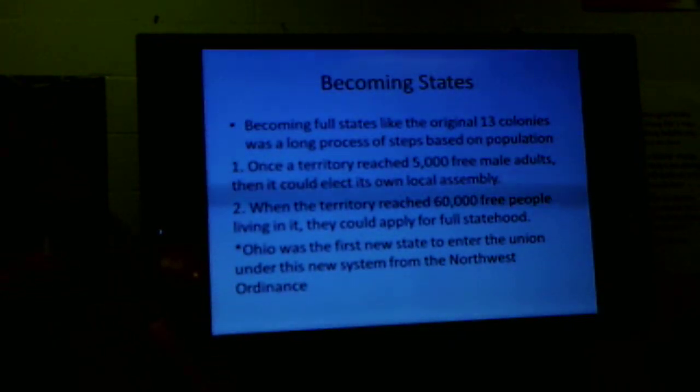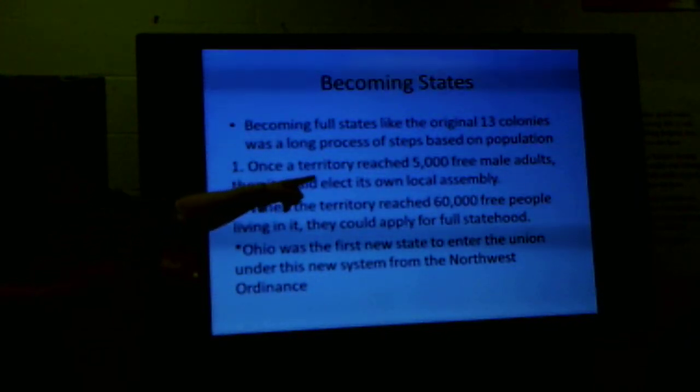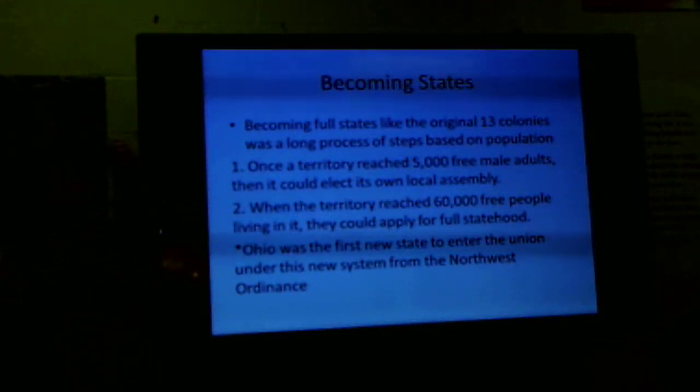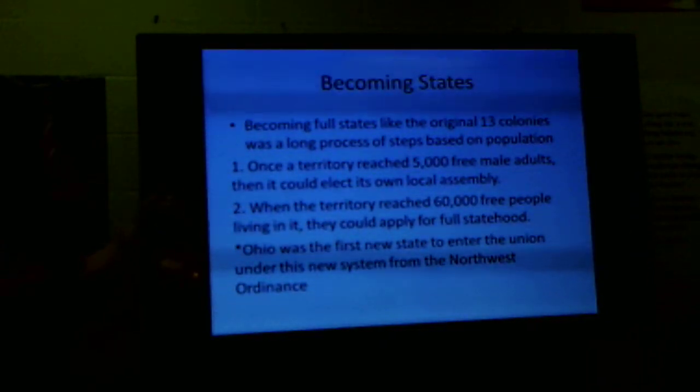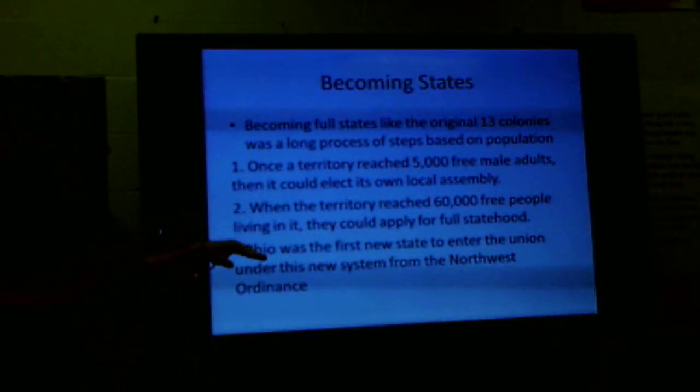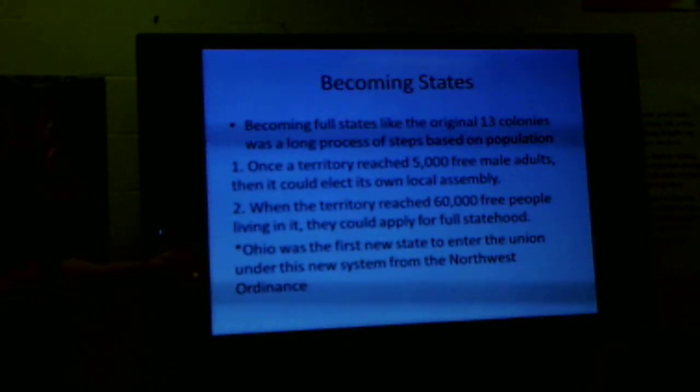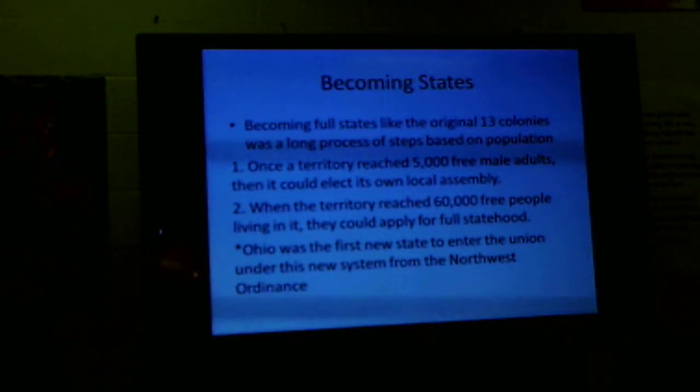Becoming states. That's what this land ordinance allowed, Northwest Ordinance. Becoming full states like the original 13 colonies was a long process of steps, and it was all based on population. Number 1, once a territory reached 5,000 free male adults, okay, so basically white men, then it could elect its own local assembly, okay? When the territory reached 60,000 free people living in it, then they could apply for full statehood. Ohio is the very first new state to enter the Union under this new system from the Northwest Ordinance.